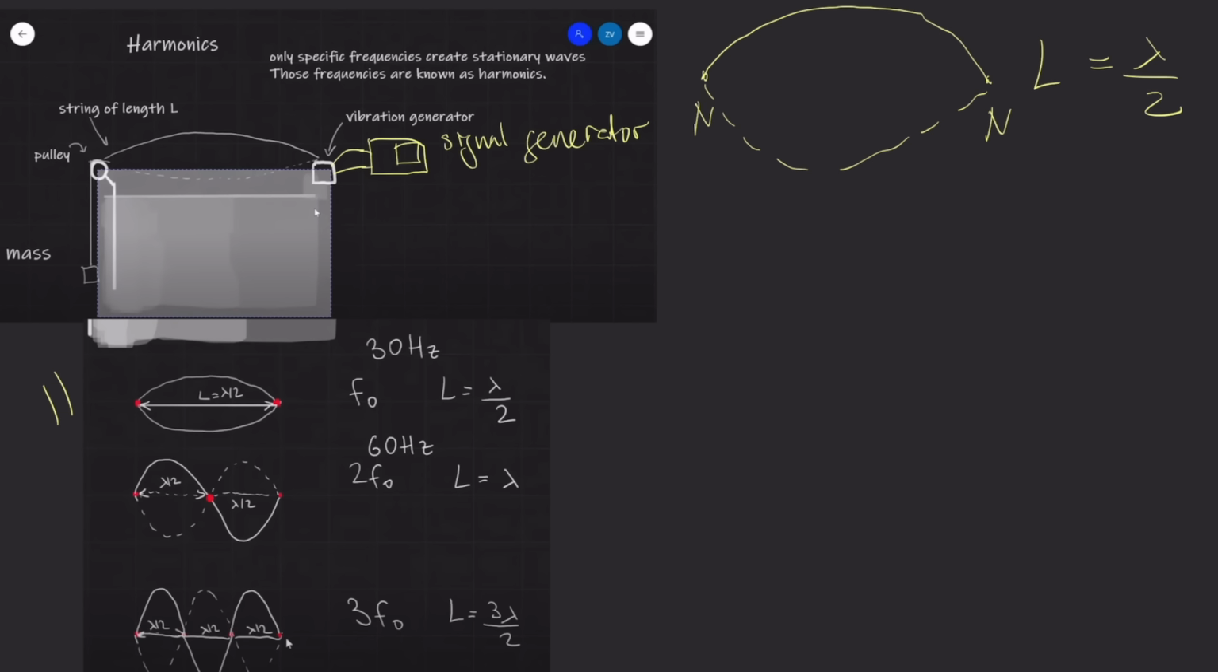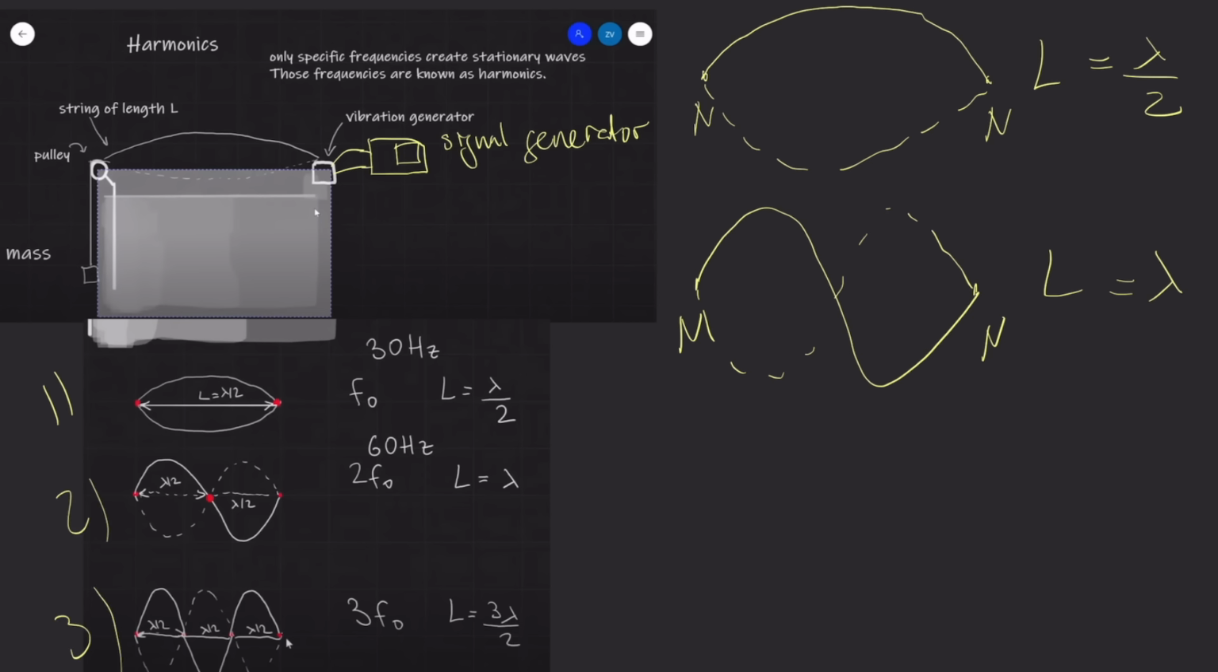One wavelength is the next possible solution, which means that between this node and this node, over a distance L, we can actually fit two half wavelengths. And in this case, L is equal to lambda. Notice that this is not a progressive wave, but a stationary wave. And then, of course, 3/2 lambda would be the third harmonic, each time adding in more half wavelengths.